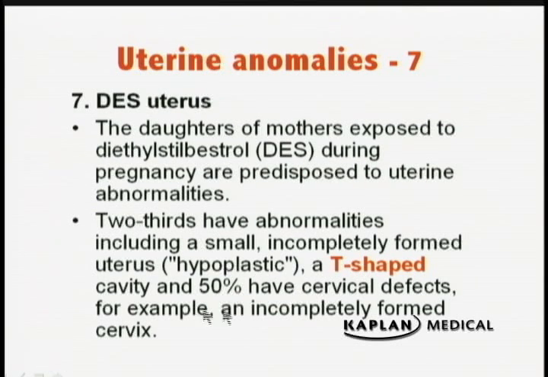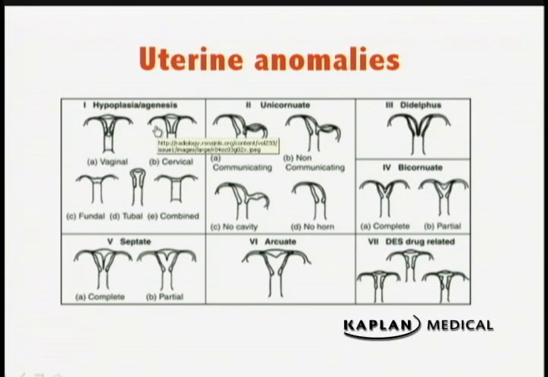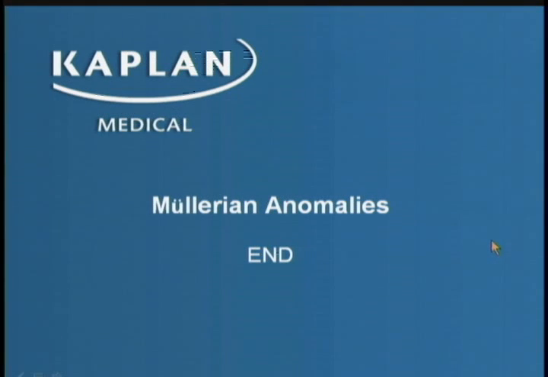They can also have an incompletely formed cervix or a very short cervix. This can predispose to a cervical incompetency and loss of a pregnancy without contractions. The main thing to remember here is to notice the T-shaped cavities. That's what you see with DES, and it's a separate category by the American Fertility Society. Type 1, Type 2, Type 3, Type 4, Type 5, Type 6, and Type 7. Okay, that's the end of Müllerian anomalies.